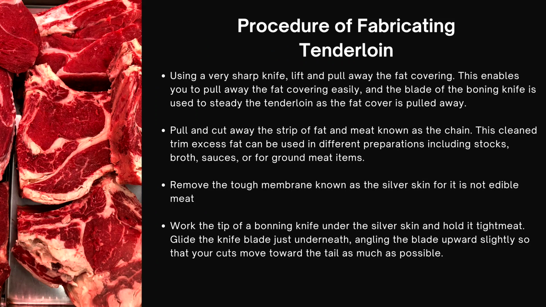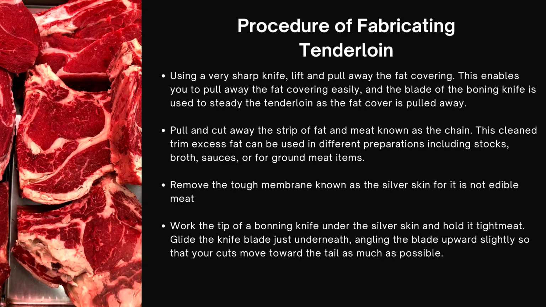fabricating tenderloin. First, using a very sharp knife, lift and pull away the fat covering. This enables you to pull away the fat covering easily, and the blade of the boning knife is used to steady the tenderloin as the fat cover is pulled away.